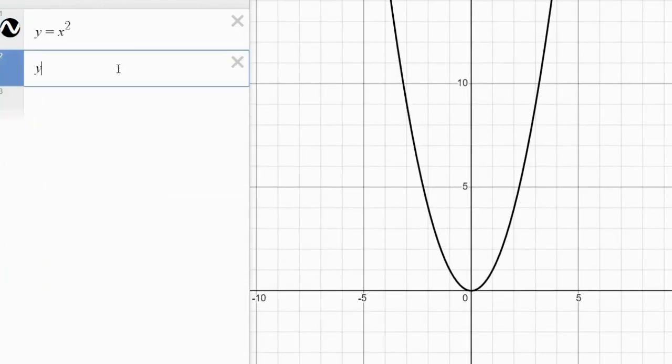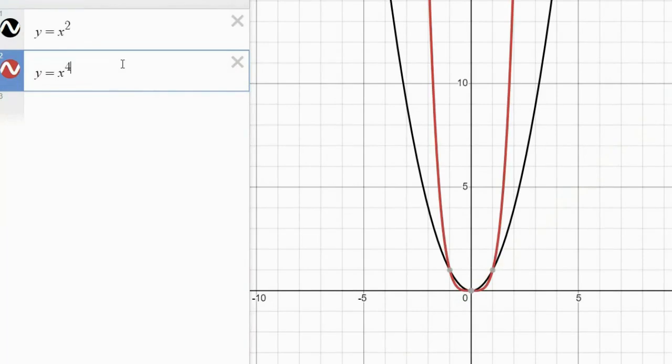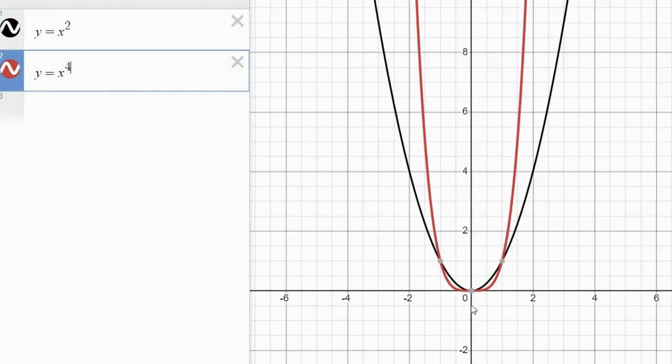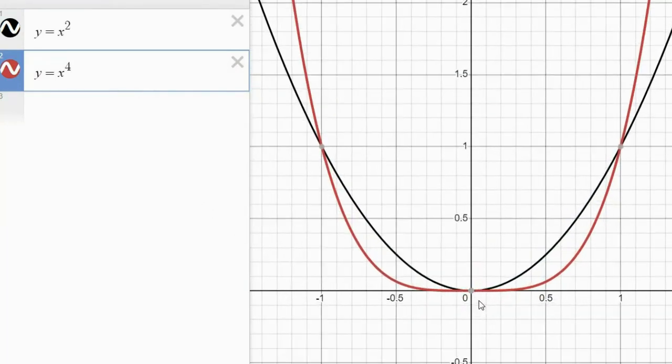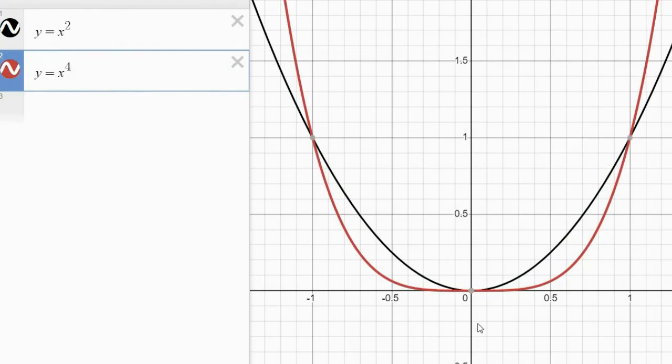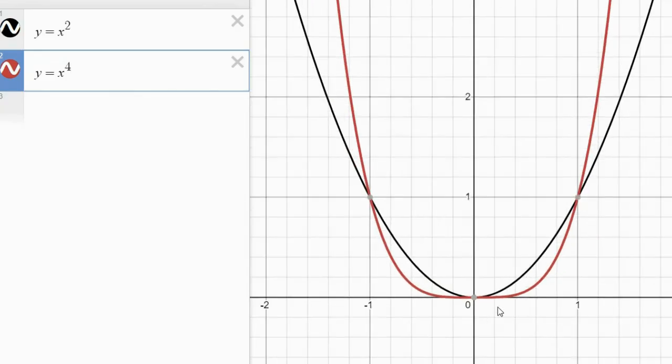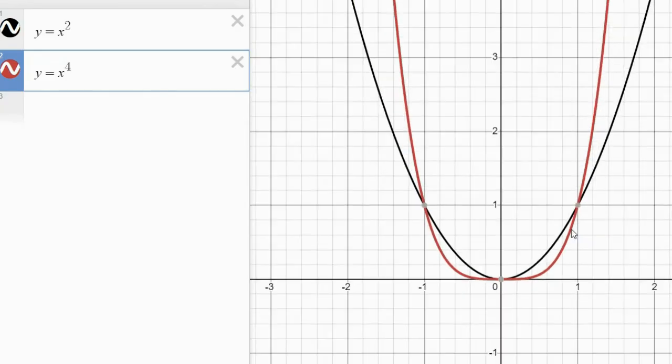Now let's look at that compared to an x to the fourth. See, the x to the fourth gets flatter down here at the bottom. It doesn't quite have the same curve as a parabola. So an x to the fourth is not a parabola. A parabola is a very specific shape that's tied to a quadratic equation. So it's flatter at the bottom and it gets steeper than a quadratic equation. So that's a quartic.